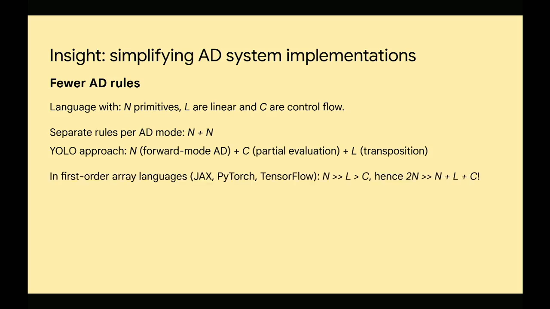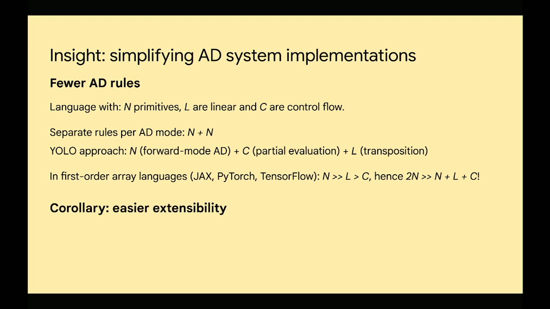And in the domain that we often work with in first-order array languages, such as JAX, PyTorch, TensorFlow, generally n is significantly larger than L, and L is somewhat larger than C. So generally, 2n can be significantly larger than n plus L plus C. So that is a practical benefit for us.